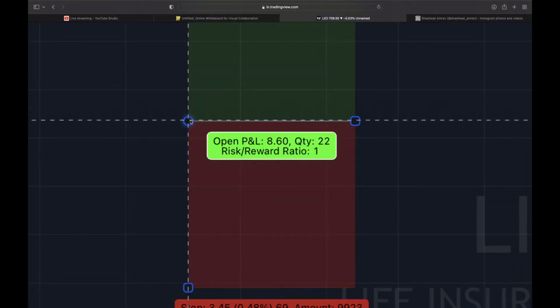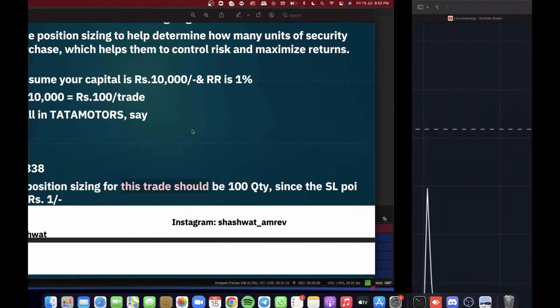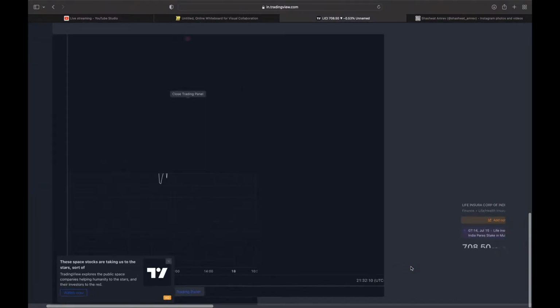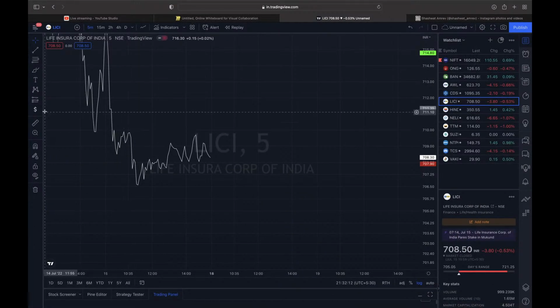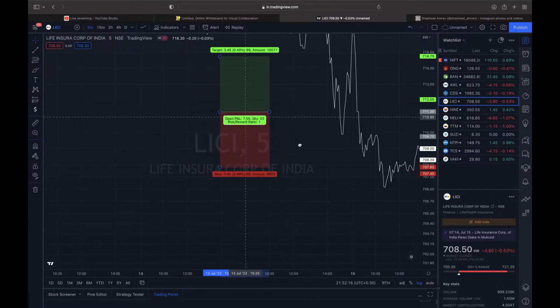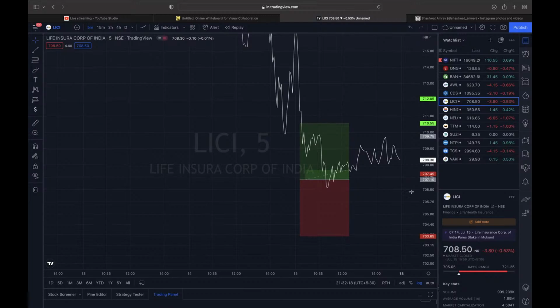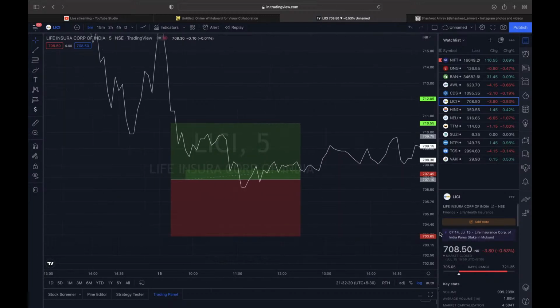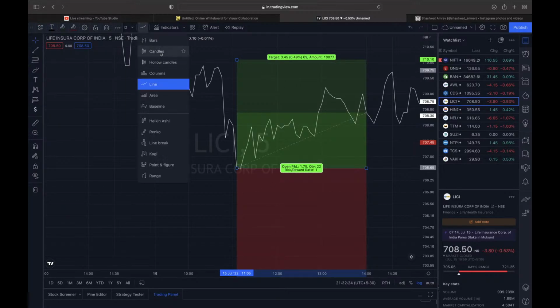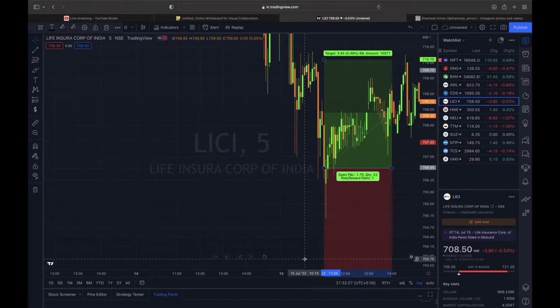Long position means you are thinking the market will go up. You just put it at your buy price. So for example, I think I'll be buying it somewhere over this place. Let me just turn it into candles. Okay, now good.